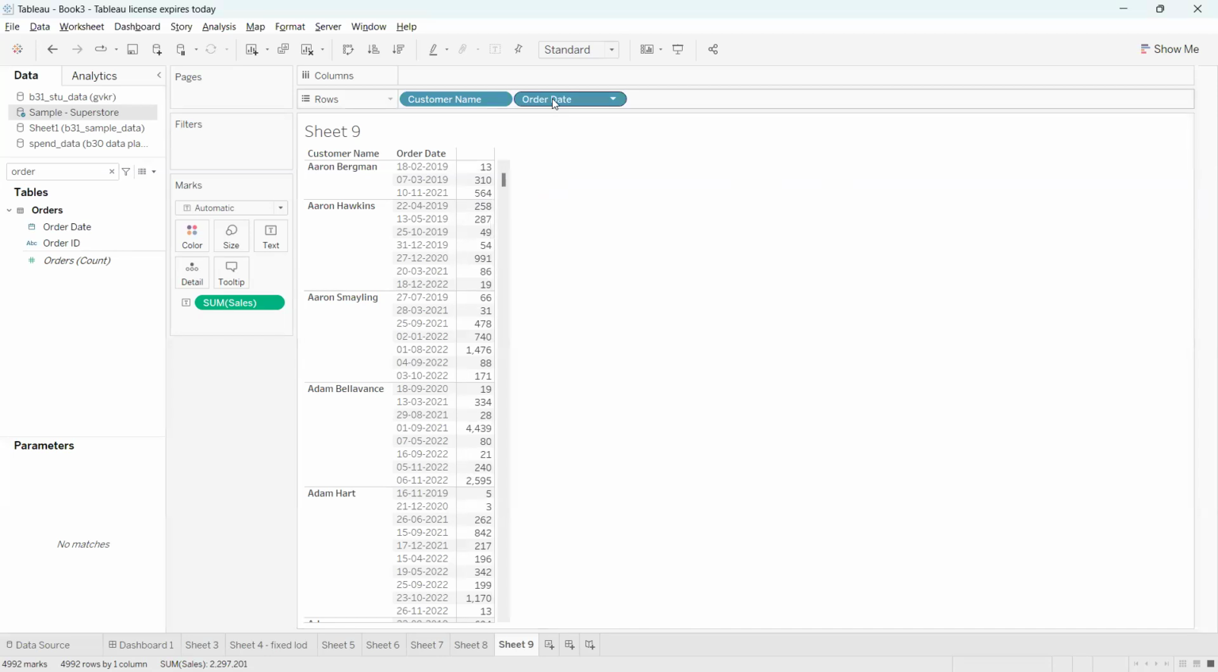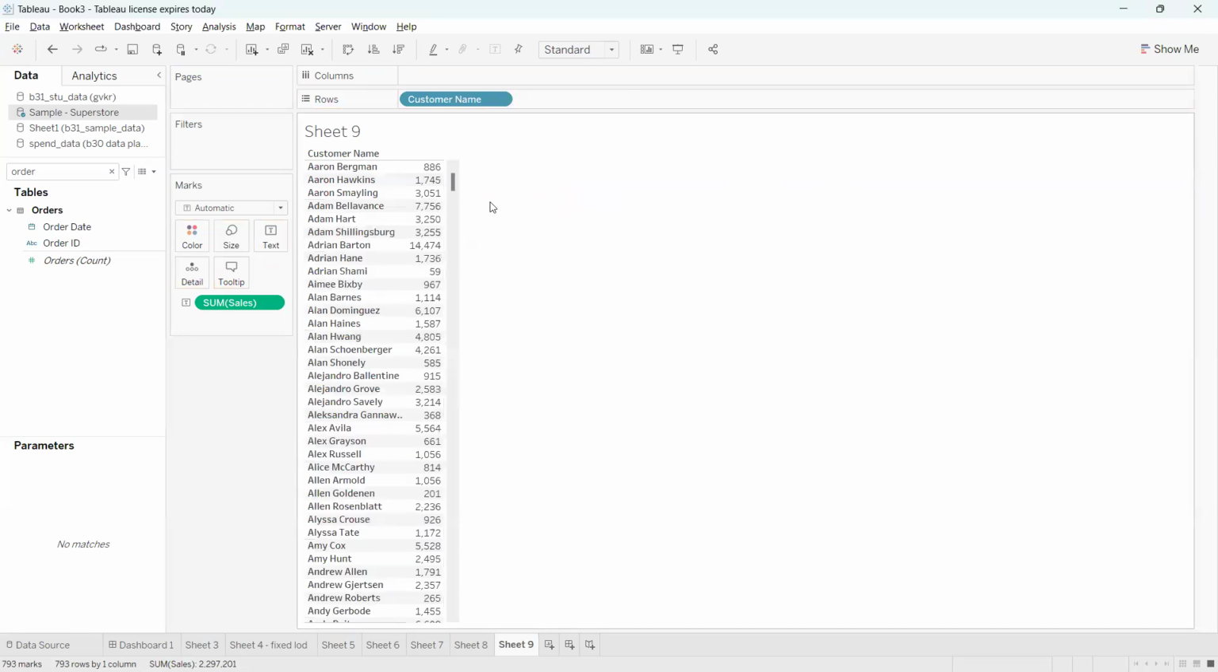Total sales is very easy. Why? Because if you remove the order date here, automatically sales will show the total sales only. If you want to show the total sales, that is not a problem. Why? Because Tableau automatically aggregates the data for all the dimensions which are in the sheet. In the sheet, I have customer name. Tableau automatically aggregates the sales for each and every customer.